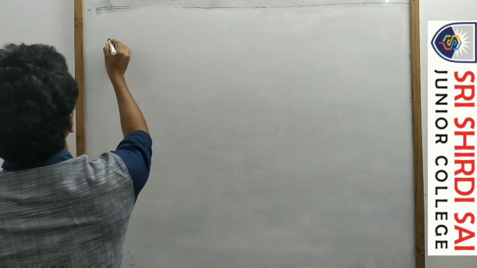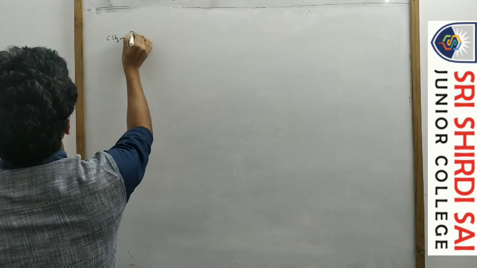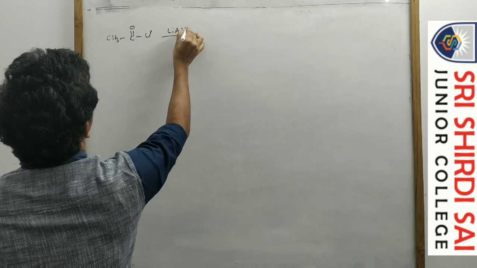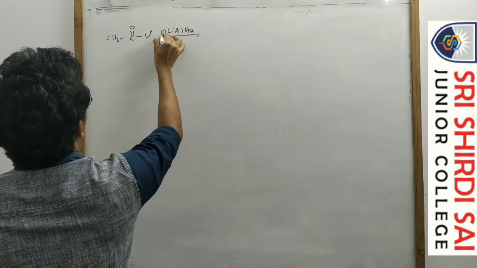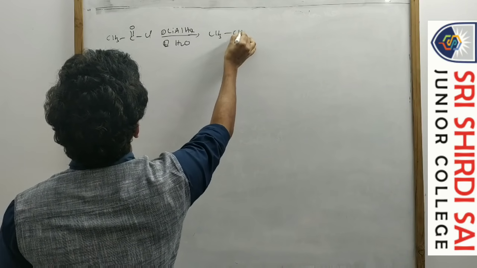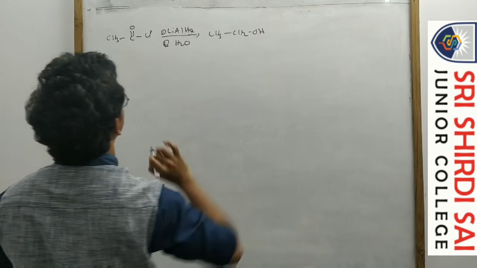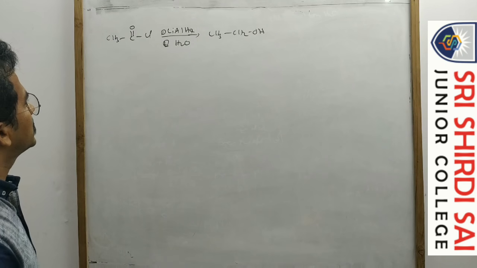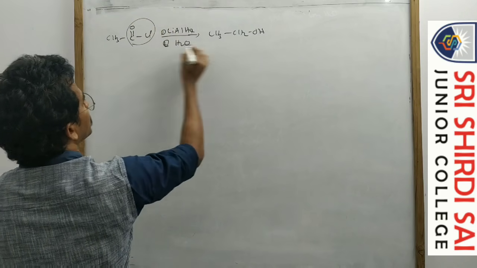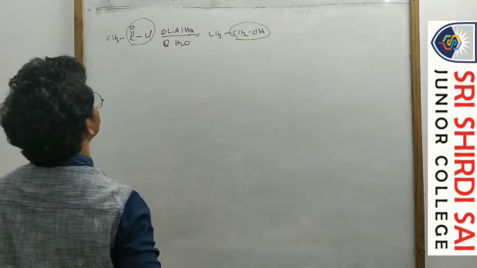Okay. Next, reaction of acid halide with LiAlH4 followed by hydrolysis. So here the product is CH3CH2OH. That's it. Okay. That is the reduction of acid halide into alcohol. That means COCl is converted into CH2OH.